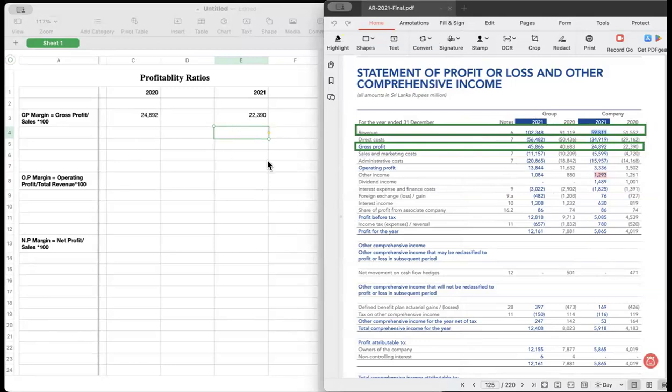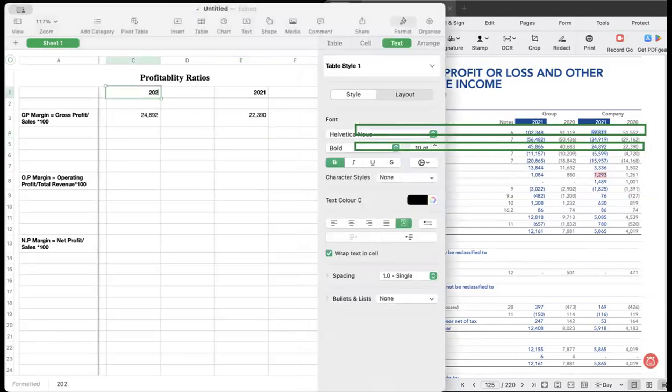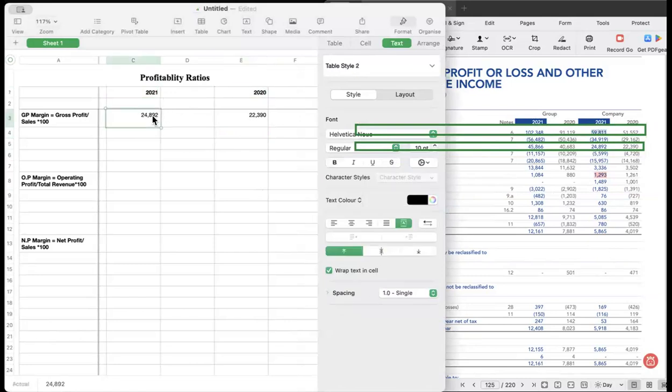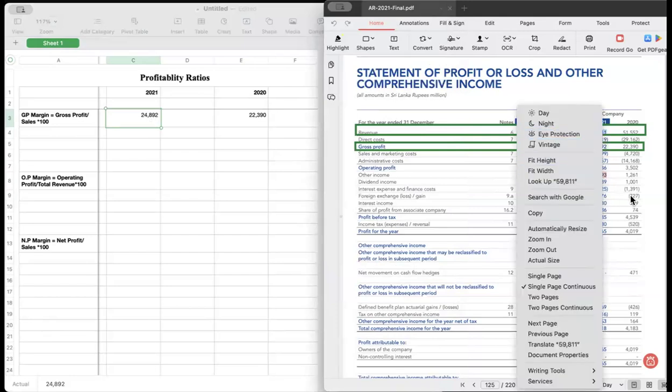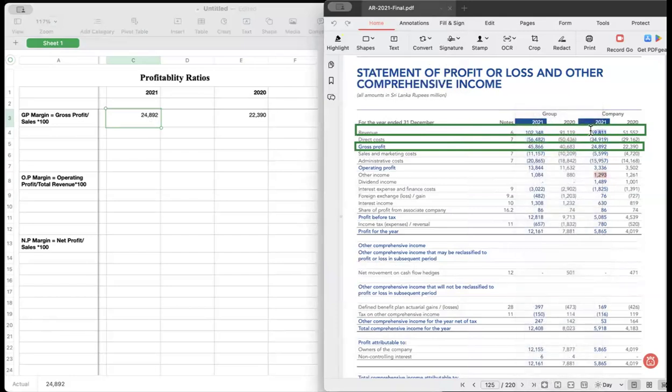Wait, which is 2021? Oh, did I make a mistake? I did. Okay, I should make this 2021. I think I made the same mistake in the previous question. Just check it, okay? When you're recording the data, be careful. You might make this error. Okay, let me check again. Yeah, that's correct. This is for 2021.